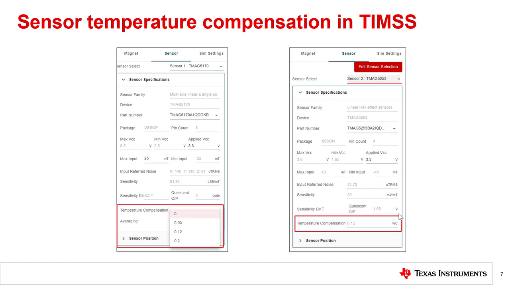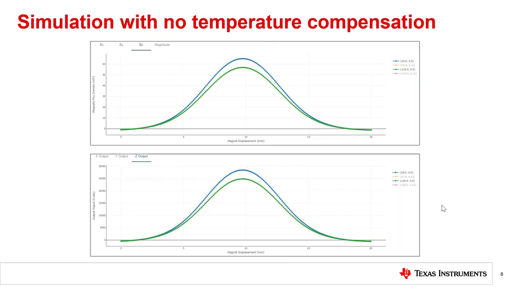If a device has temperature compensation enabled, the temperature compensation field will be shown in TIMS under the Sensor Specifications tab. Depending on the type of sensor, this field may have a drop-down option, or it may be fixed according to the part number selected. On the left, an example of a device with programmable temperature compensation is shown, whereas on the right, an example of a device with a fixed temperature compensation is shown.